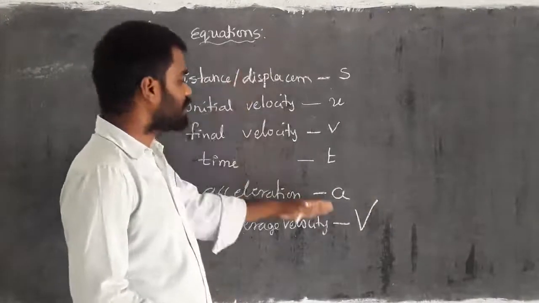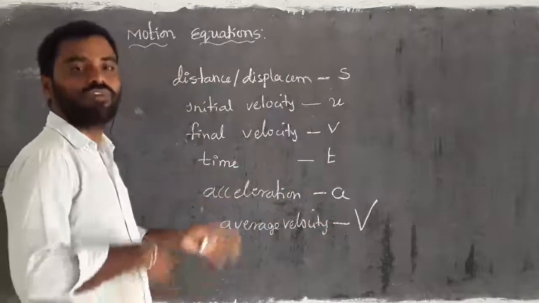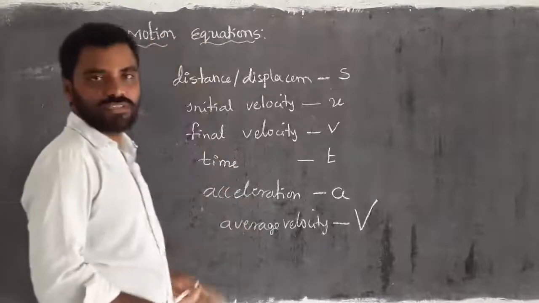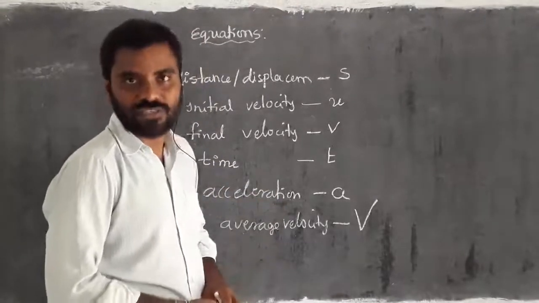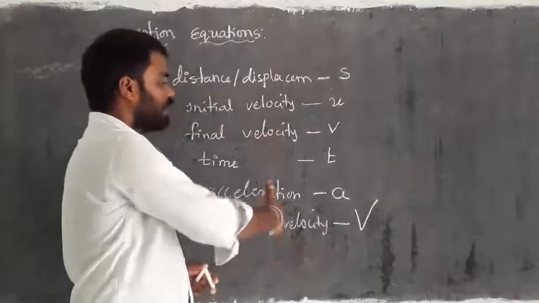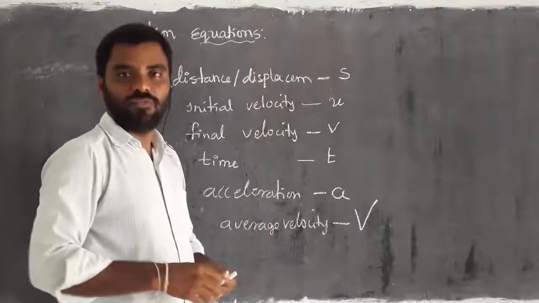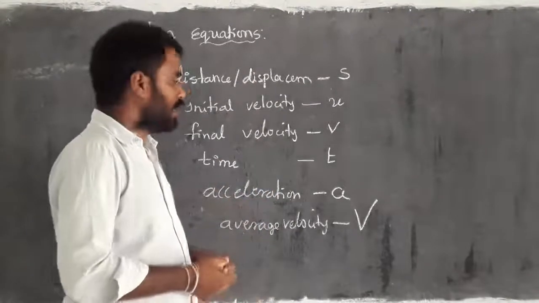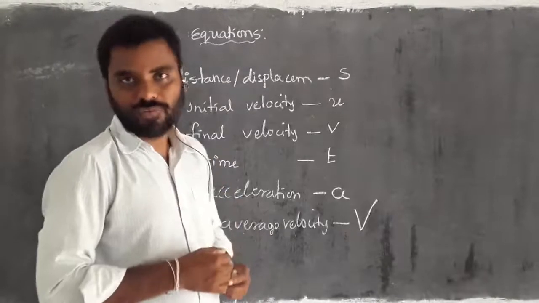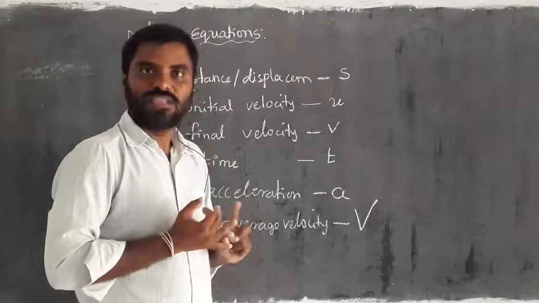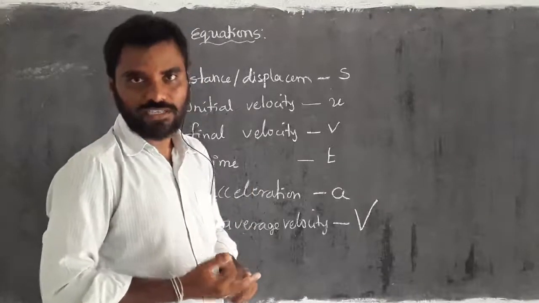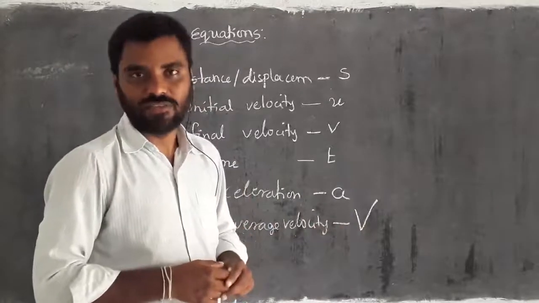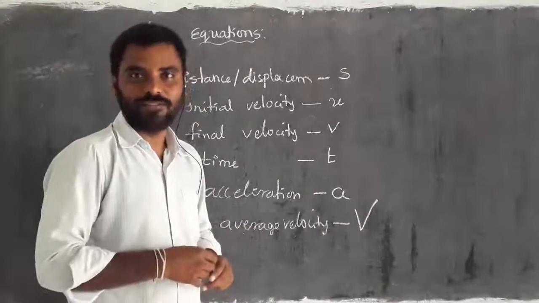So these are the symbols, or this particular information, we use in deriving the motion equations or kinematics equations, right? Once we take this information, we should get how to derive the equations. In that we have three different kinematics equations: first one, second one, and third one, right? So first we take the derivation of the first kinematics equation, right? Have you got clarity?